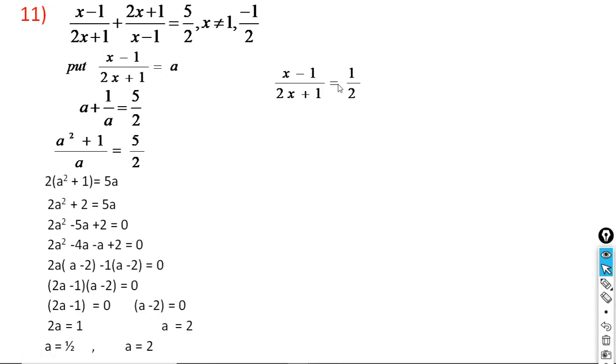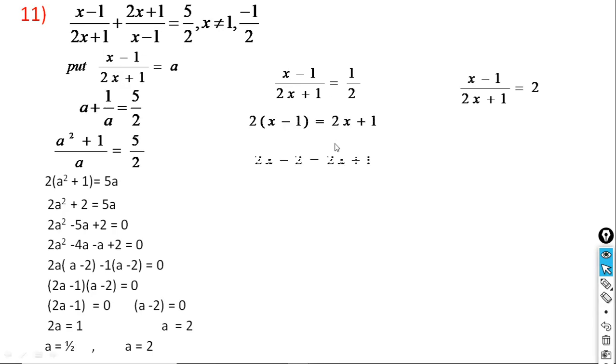So we have two cases. In the first case, we substitute this value as 1 upon 2, and in the second case, we'll substitute it as 2, because we have two values of a, and a is x minus 1 upon 2x plus 1. Then by performing cross multiplication, we would be able to find the value of x. Now see, from this case, 2x and 2x cancel out, and we could not find the value of x from this case, from the left hand side portion.